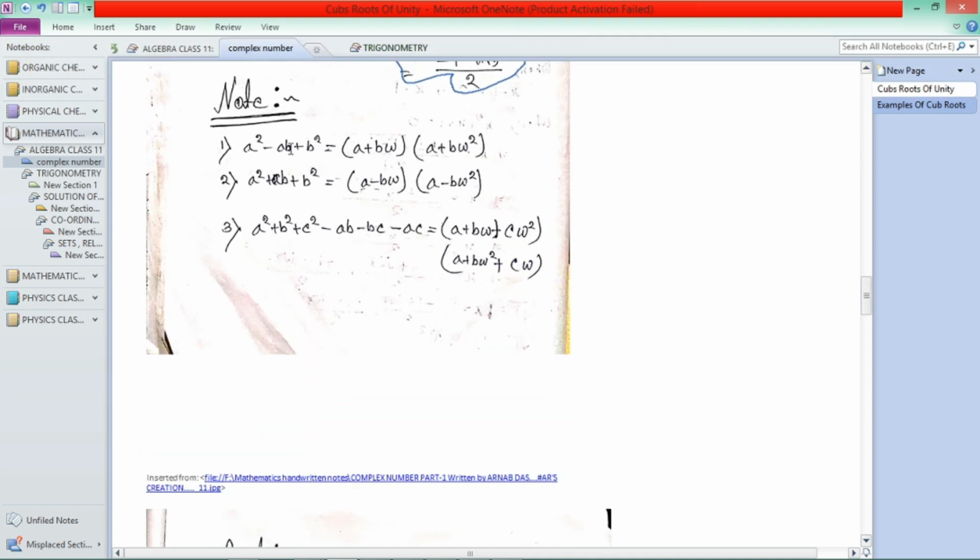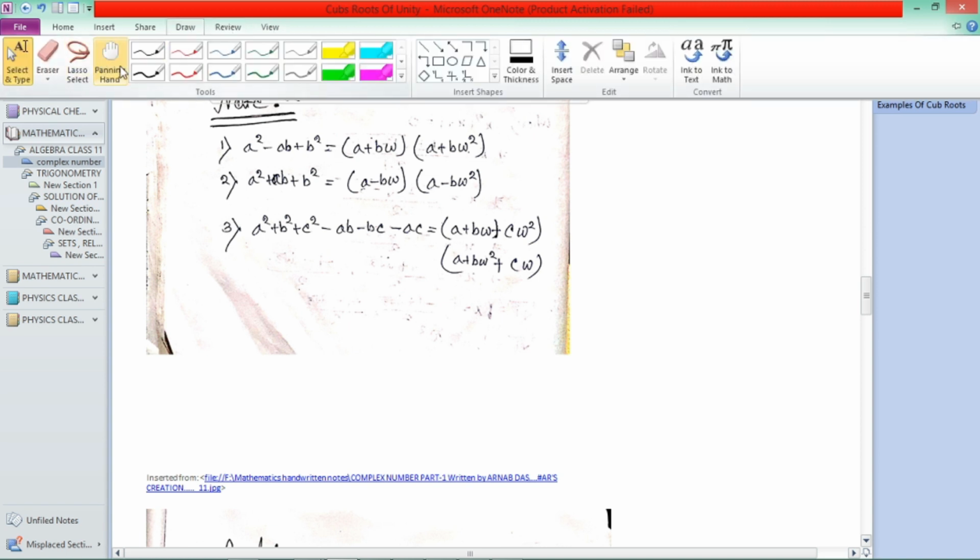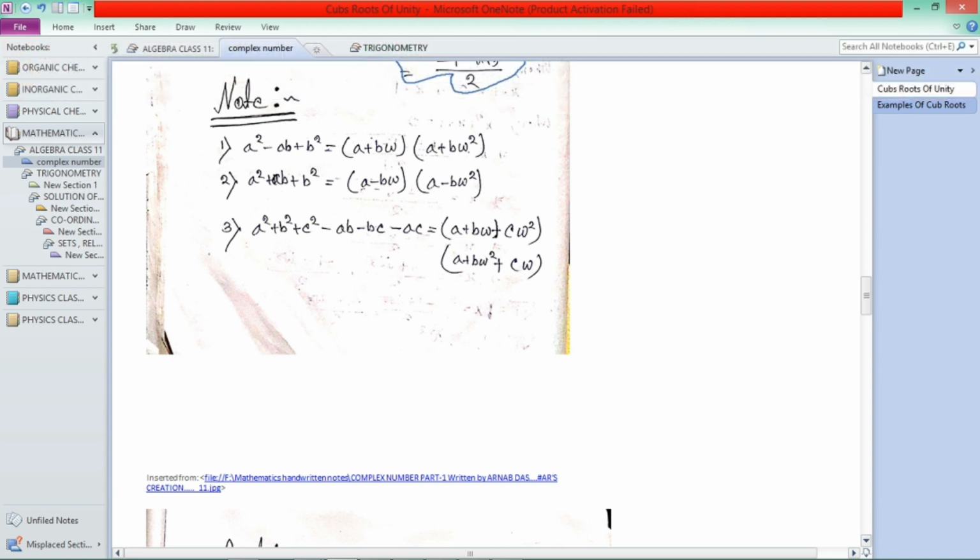And note these things. a square minus ab plus b square equals (a plus b omega) into (a plus b omega square), and a square plus ab plus b square equals (a minus b omega) into (a minus b omega square), and a square plus b square plus c square minus ab minus bc minus ac equals (a plus b omega plus c omega square) into (a plus b omega square plus c omega).